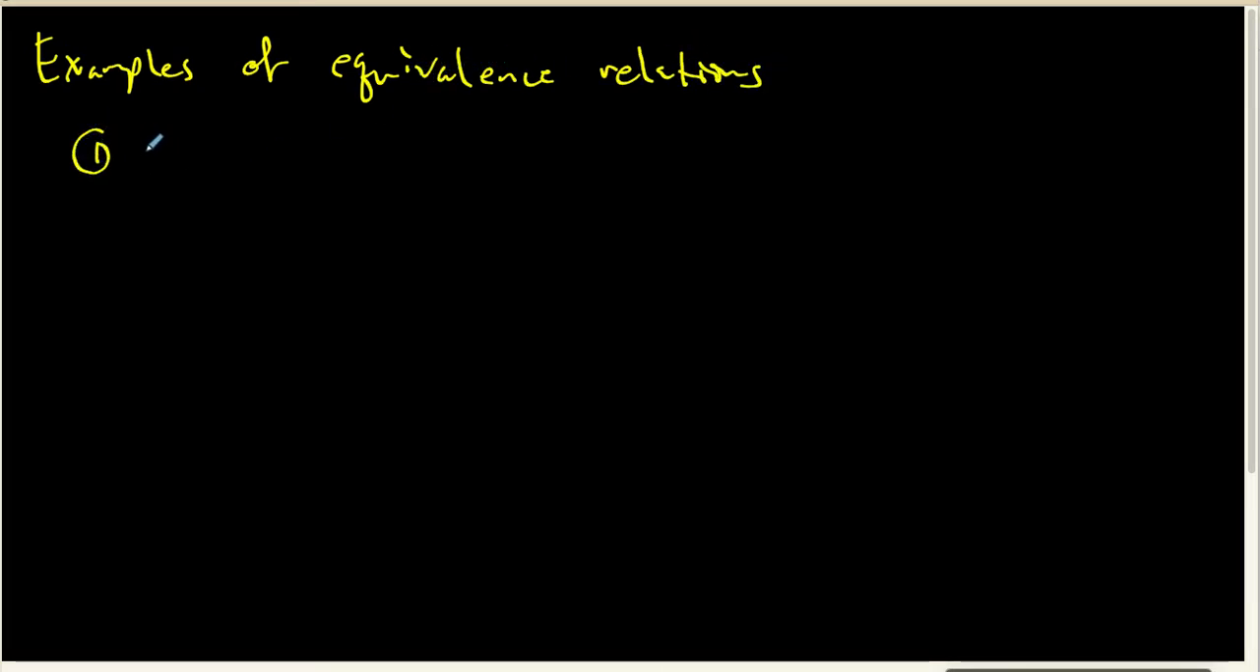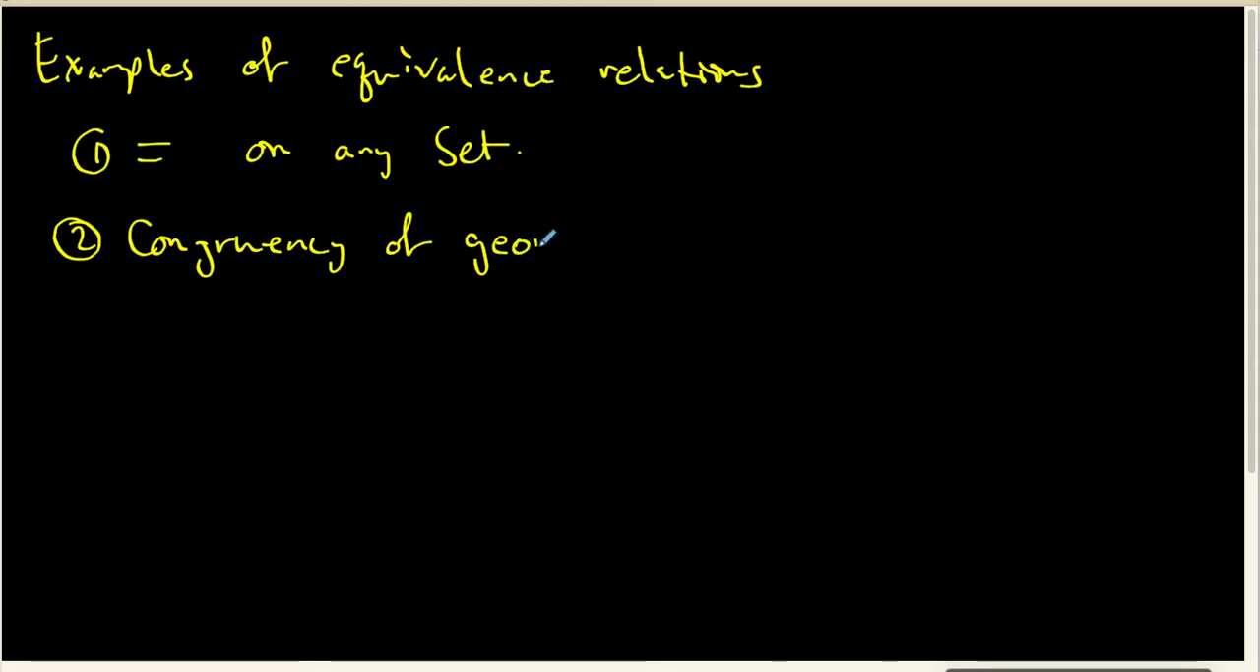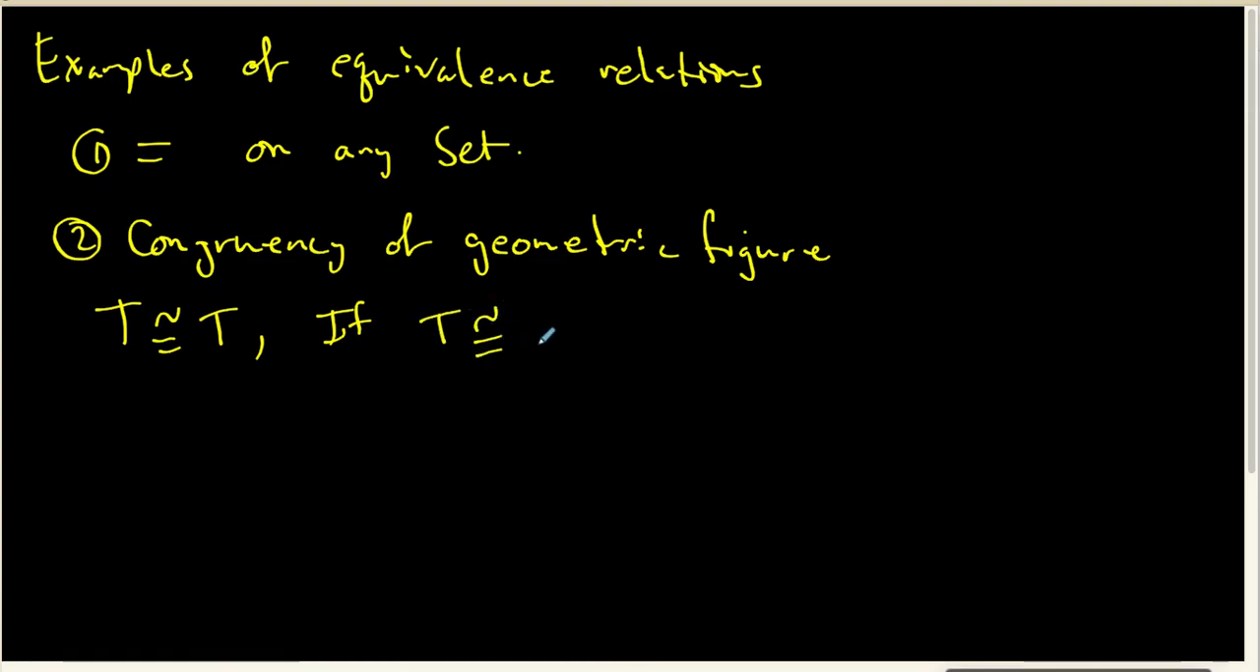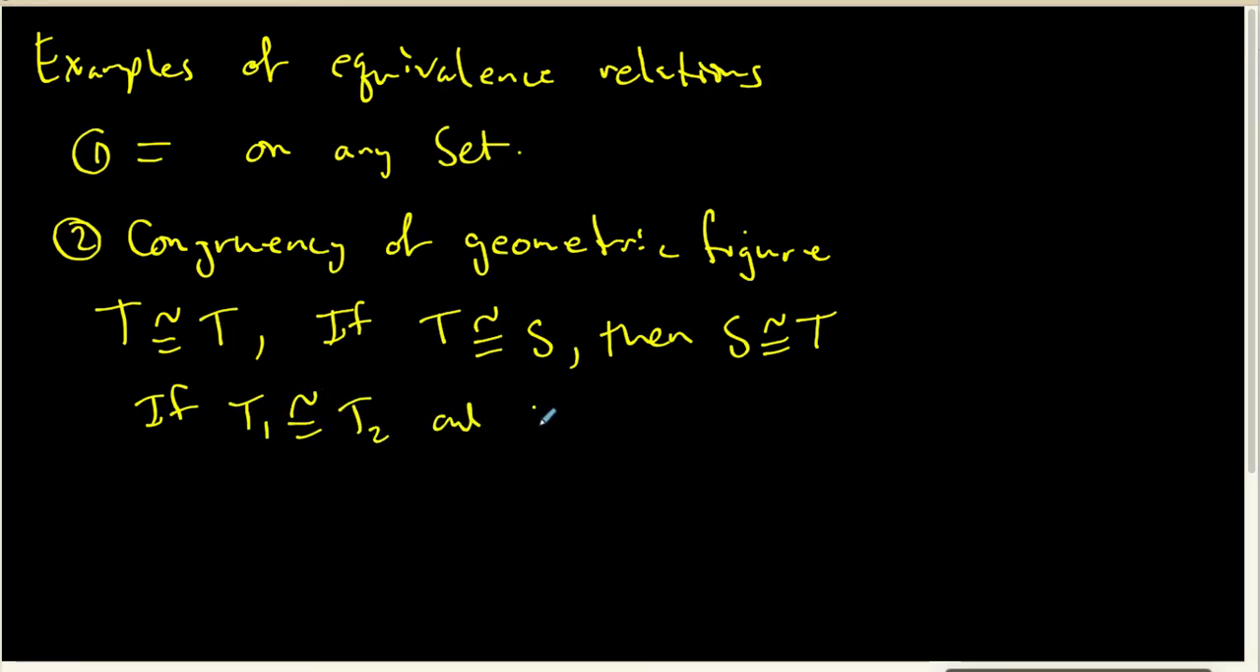The first one, of course, is the granddaddy of them all, which is the equals relationship itself, defined on any set. The second one I want to remind you of, from high school geometry, is congruency of geometric figures. That is an equivalence relation, because any triangle is congruent to itself, and if triangle T is congruent to triangle S, then certainly triangle S is congruent to triangle T. And finally, if triangle T1 is congruent to triangle T2 and triangle T2 is congruent to triangle T3, then triangle T1 will be congruent to triangle T3.